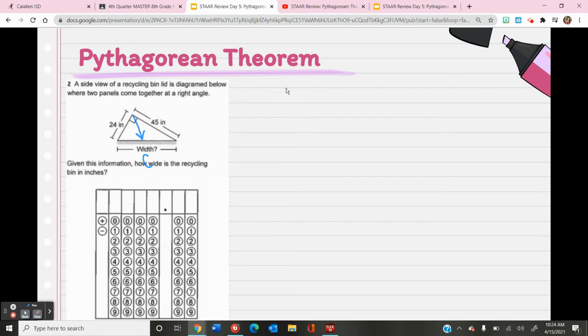So I'm finding the length of my hypotenuse using the Pythagorean theorem, which again was a squared plus b squared equals c squared. Now when it comes to labeling your other two sides, they can either be labeled as a or b. Remember, they are interchangeable. For this instance, I'm going to label 24 as a and 45 as b. So for a squared, we have 24 squared plus b squared is 45 squared, and this equals c squared.